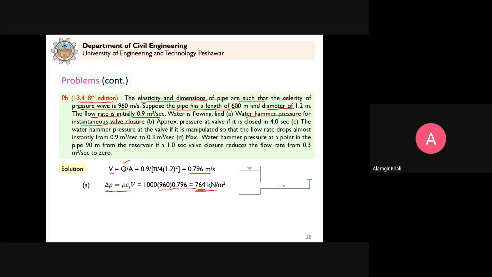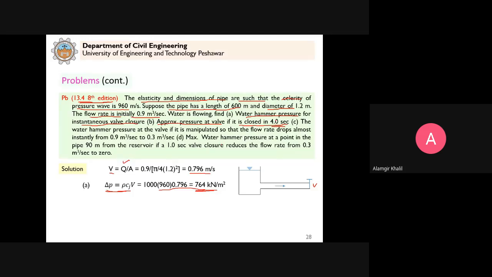When you suddenly close the valve in time Tc equal to 0, then this will be the increase in pressure, the water hammer pressure. Clear? Part B is approximate pressure at valve. This is the valve. If it is closed in 4 seconds. Now the valve is closed in 4 seconds. How much increase in pressure will occur?